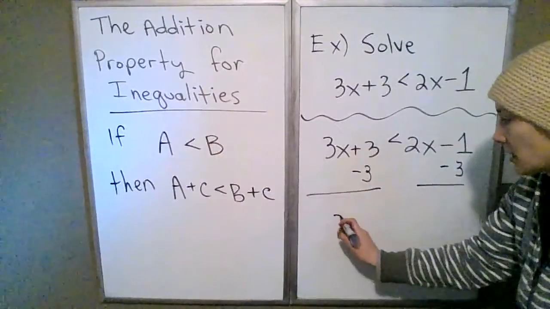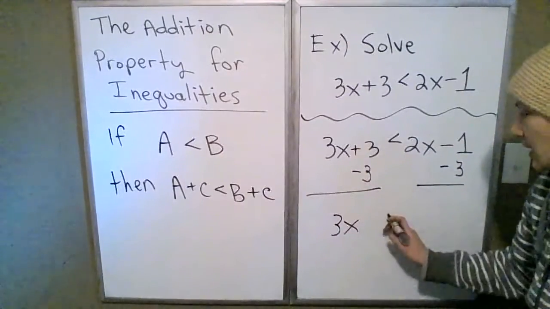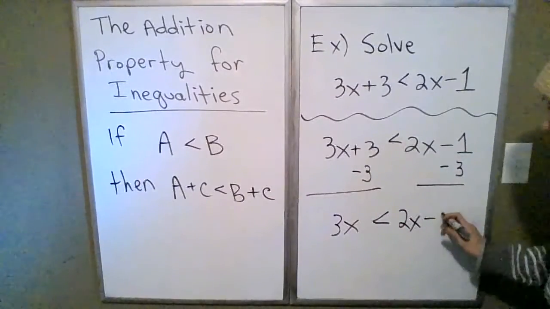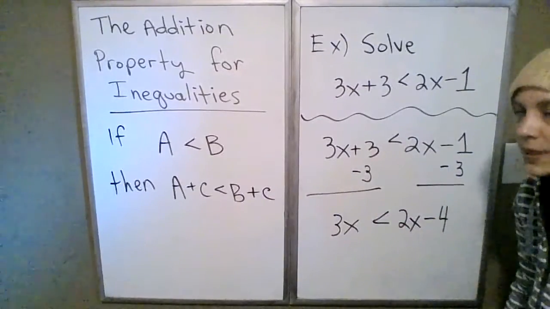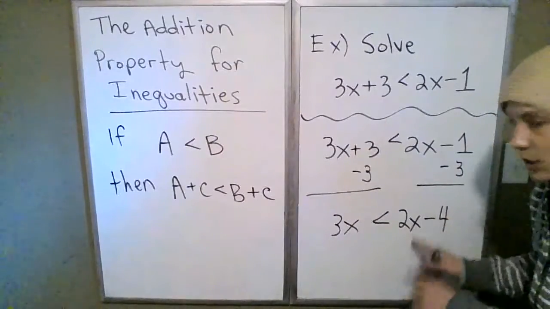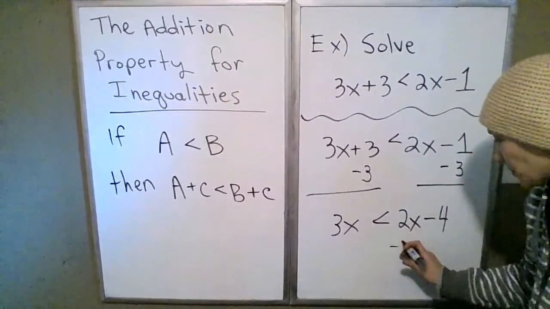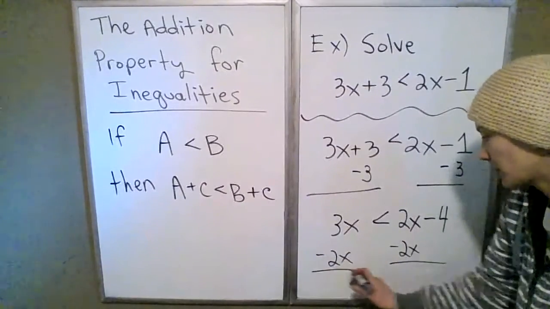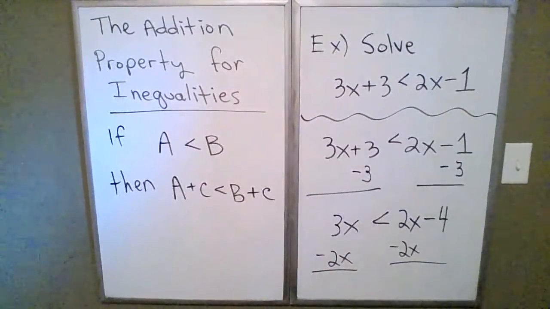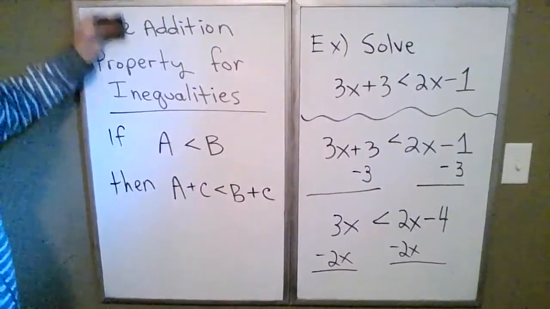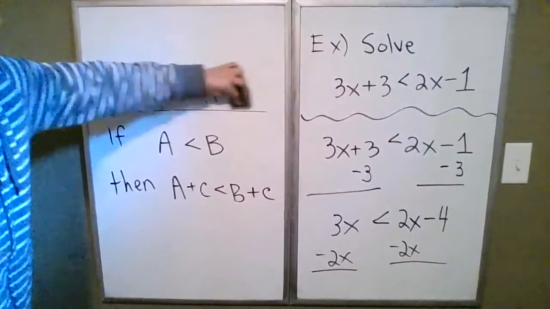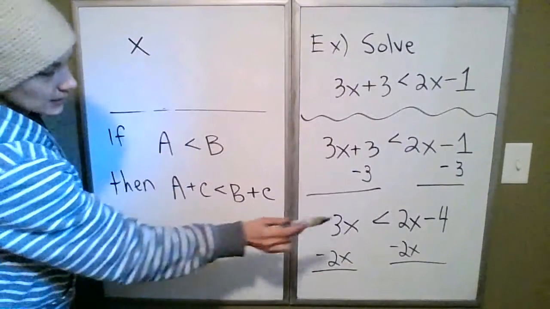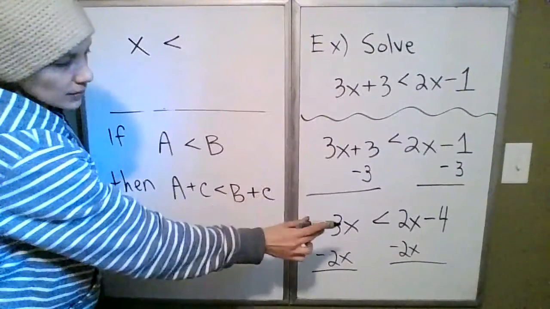Then I have my 3x is less than 2x plus 4. Cool. Then all I need to do is subtract 2x from each side. So here x is less than -4.